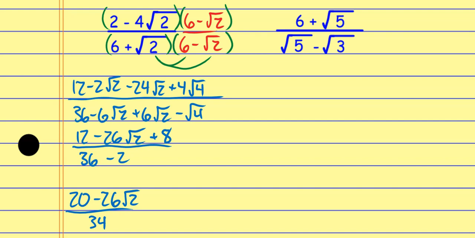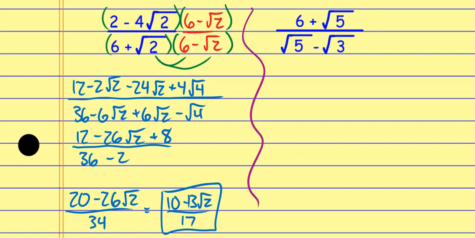Because all those things are divisible by 2, I can use my distributive property and say, hey, that's 10 minus 13 root 2 over 17. And now it's done. All right? And if you're looking at that thinking, well, that's not really any simpler than the original, you might be right about that, but this is the simplified version, according to the rule of rationalizing the denominator.